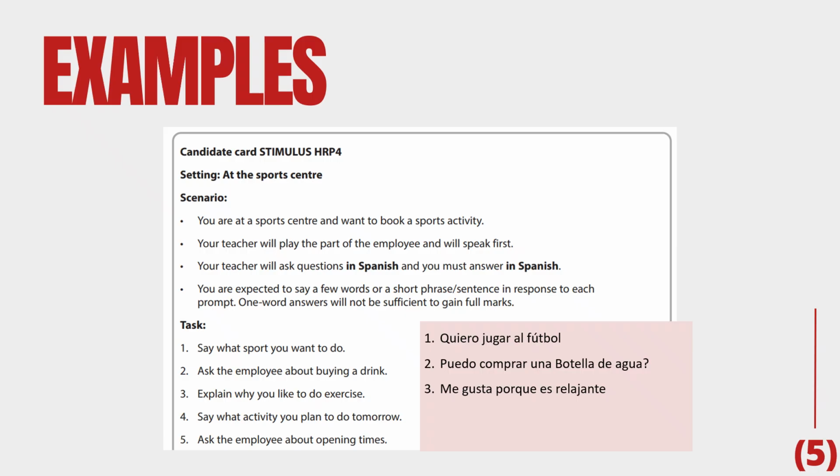Okay. Say what activity you plan to do tomorrow. Mañana voy a jugar al tenis. Again, I'm keeping this super simple. It's basically the same as number 1.